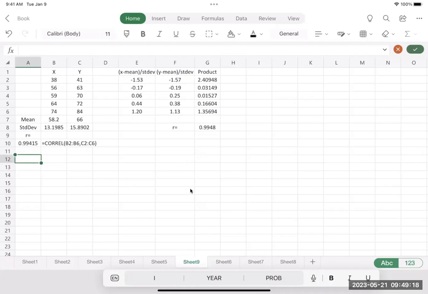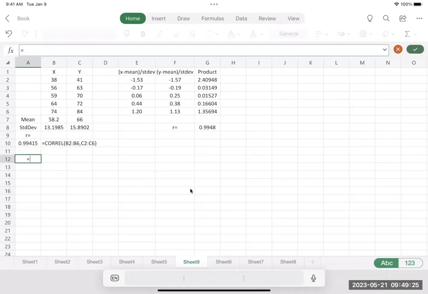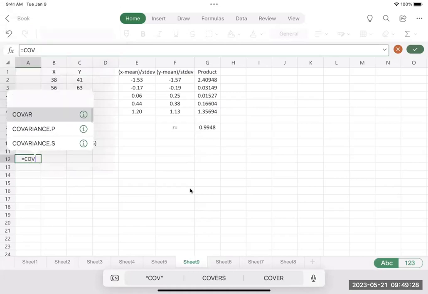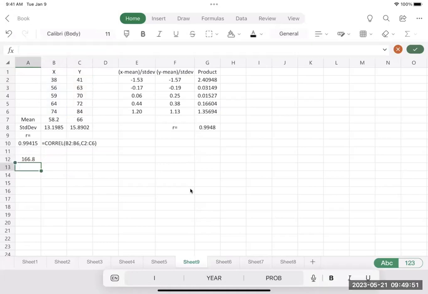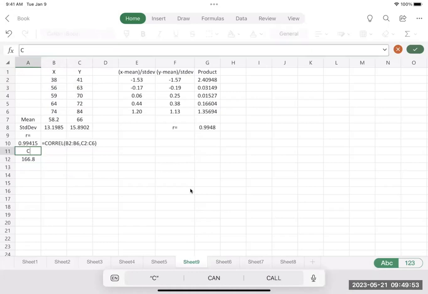Okay, so what was I doing? Oh, covariance. So if you wanted to do the covariance, again, you have covariance, just a general, and then you have P and S. P for population, S for sample, but let's do this one. And it's asking for array again, so I'm going to learn from what I did last time and do that one for the first one, and that one for the second one, and see if that works. So that is supposed to be covariance.